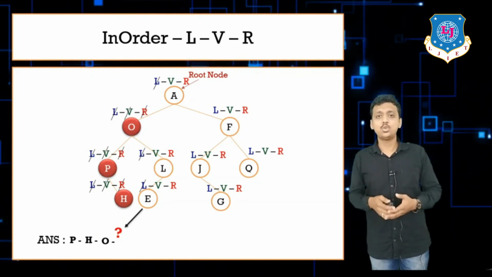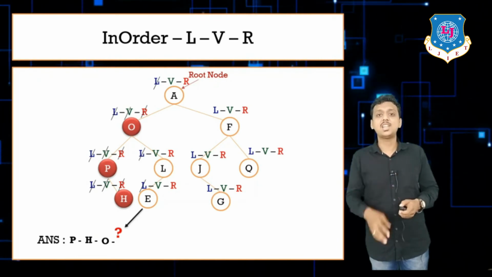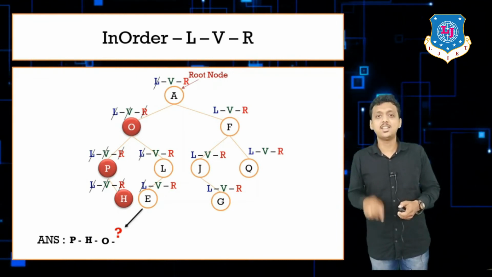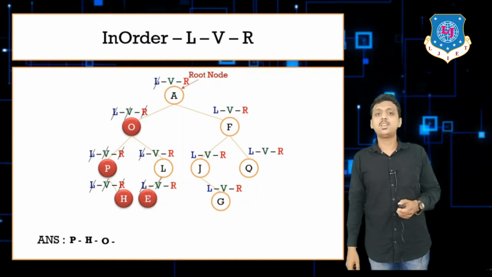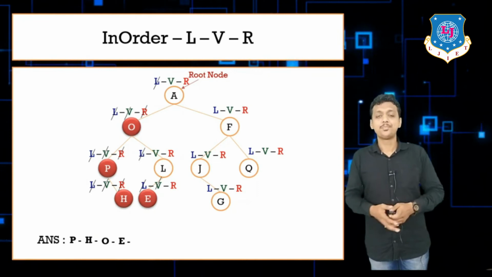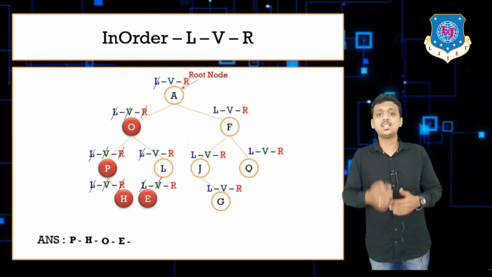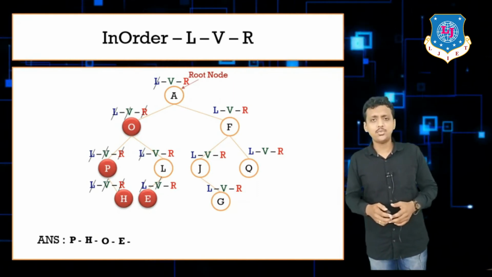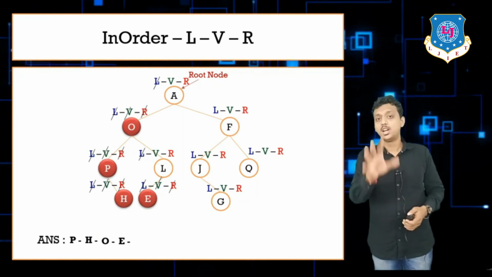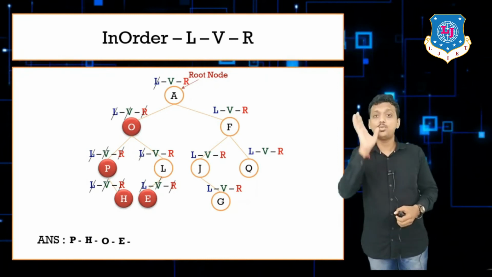So students, what we need to do is move to the next operation of E, that is V. V stands for visit. So when you are performing the visit operation, just write that down in the answer. So that's E. So E is our next node which is visited by us after O. Now the next is R for E. Is there any node on the right side of E? No. That means just cut R.